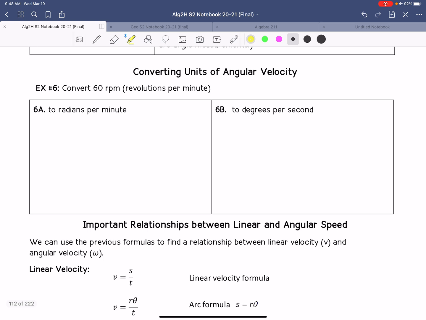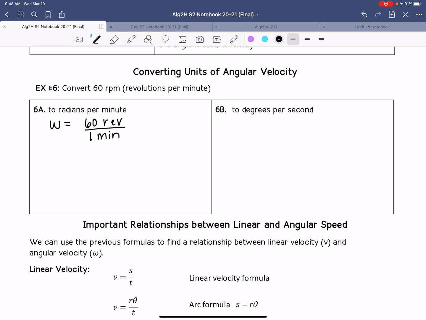All right, so we're going to go ahead and convert these. Convert 60 revolutions per minute to radians per minute, and then we're going to convert that to degrees per second. Since we're talking about revolutions per minute, we're talking about an angular velocity, which is omega equal to theta divided by time. Theta this time is 60, and this is going to be revolutions per 1 minute.